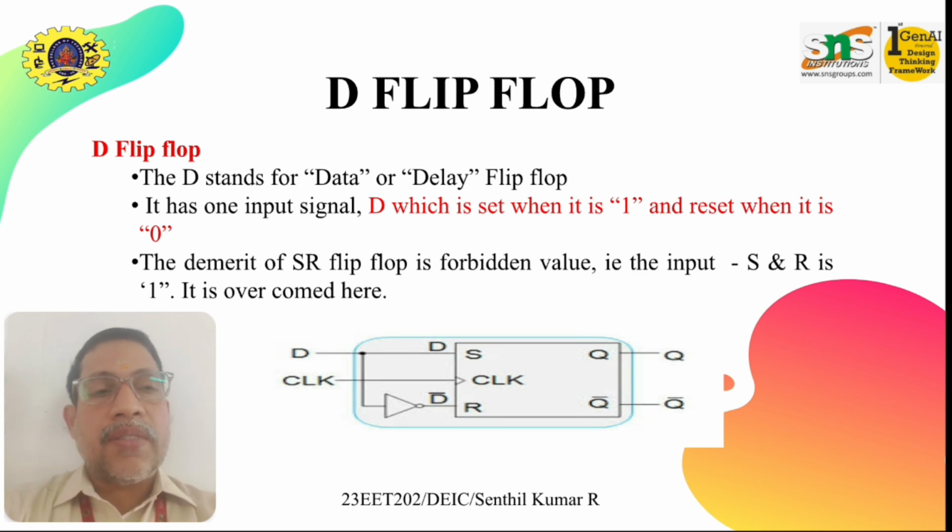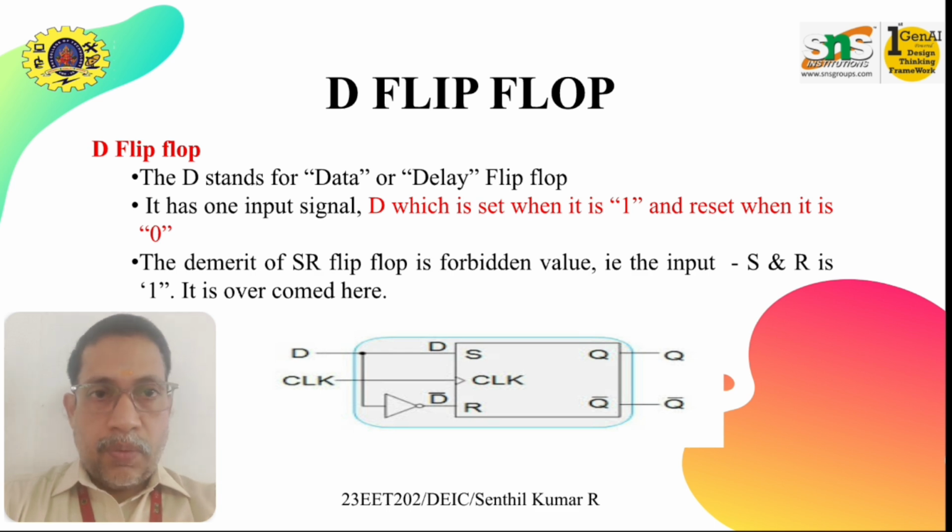The drawback of the SR flip-flop is when both S and R equal 1. When both S and R equal 1, the outputs Q and Q bar will be the same value, which, as per the rules of digital electronics, should not happen. If Q is 1, then Q bar should be 0. Right, how can this drawback be overcome?